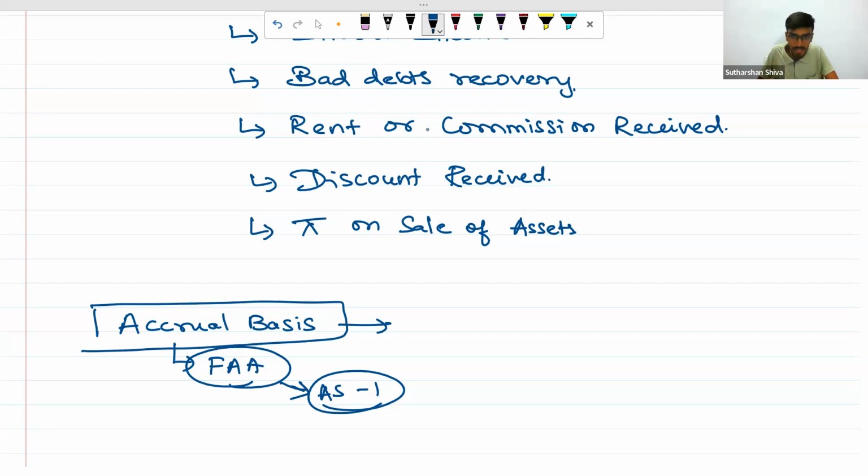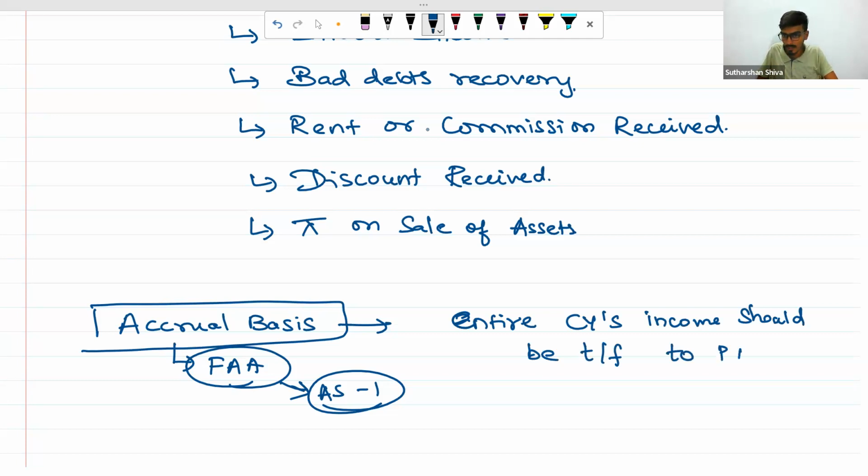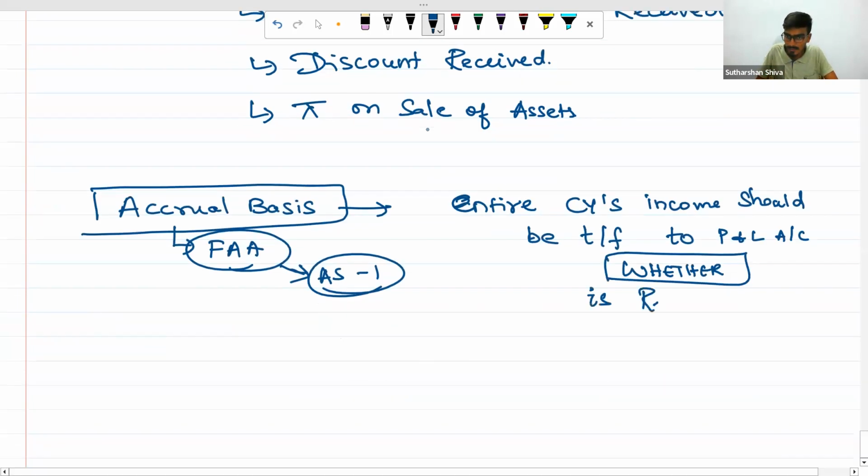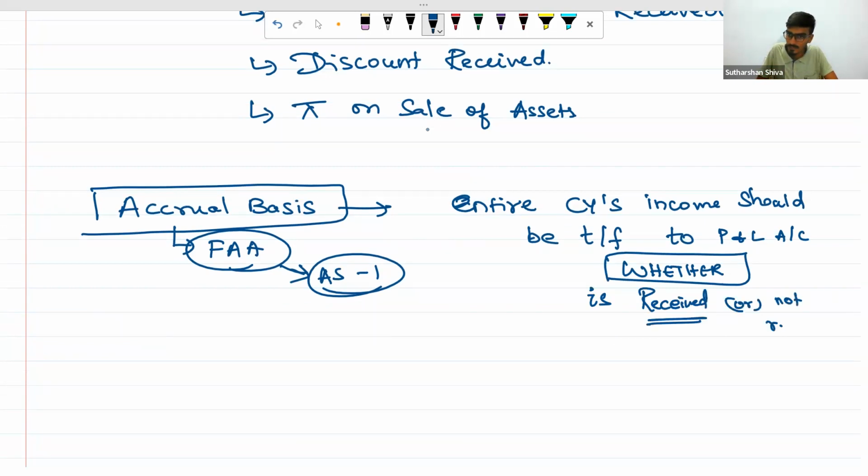On the basis of accrual, the entire current year's income should be transferred to the profit and loss account, whether, mark my words, whether it is received or not received. Whether I receive the value or not, I am going to show it in my P&L.